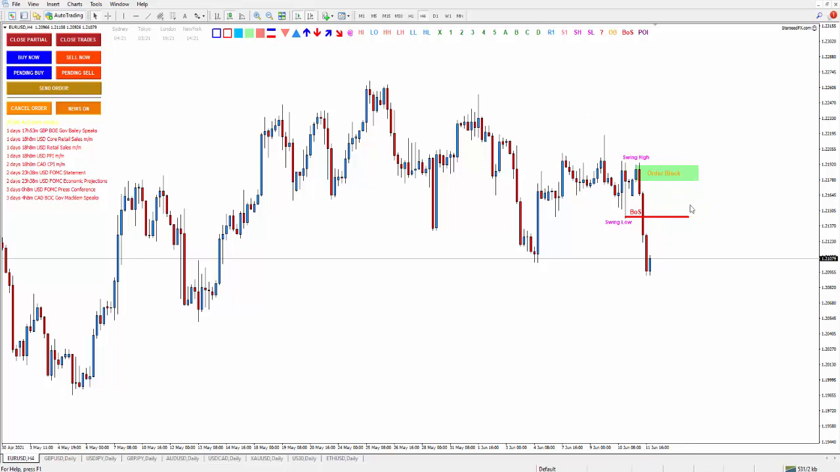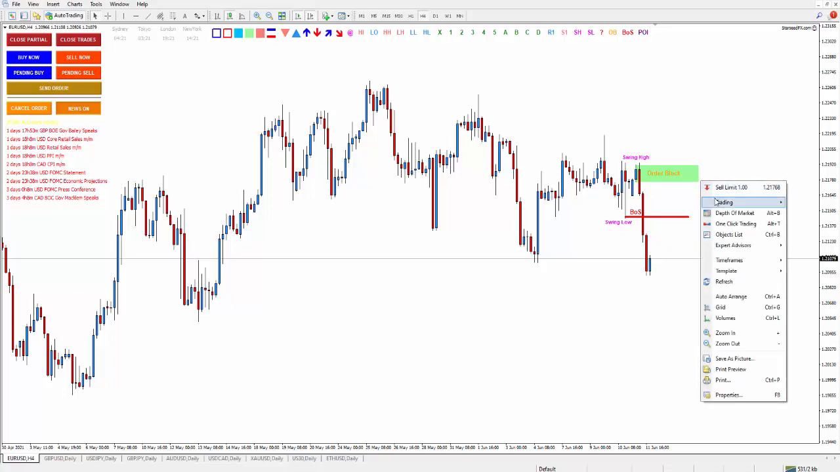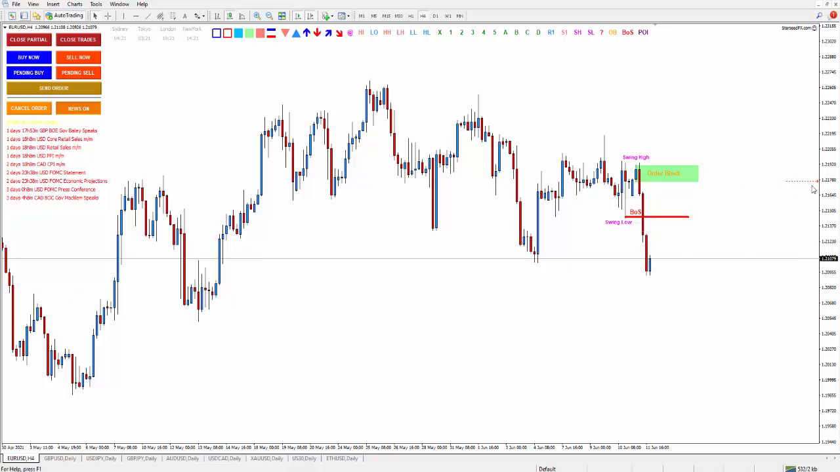And what I do after I draw this, I create an alert. Where do I create an alert? Usually at the last low of my order block here, because I'm aiming for sell. Okay, so here, right click, choose trading, alert over here. And I do this in the VPS, and so I set it up. And then if the price goes back to this zone, the alert will notify me on my tab, and then I can go back online.